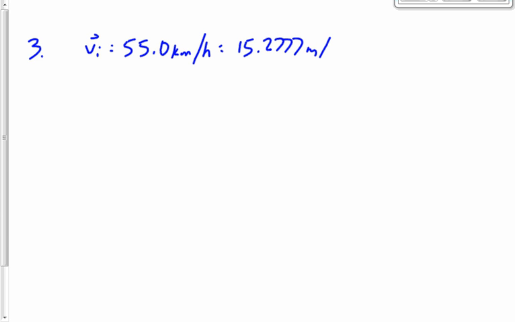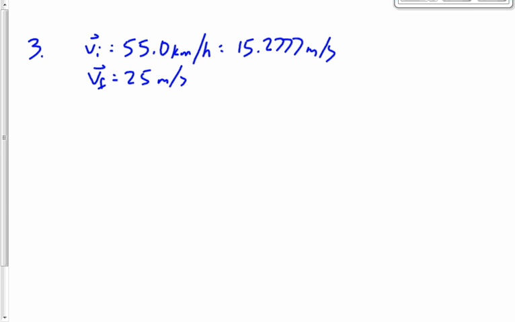We got a mass here of 1,500 kilograms, but we've got a VI of 55.0 kilometers per hour converted to meters per second, giving me 15.2777 meters per second. How did I do that, by the way? How did I find that initial velocity? Divided by 3.6. Good. And my VF is going to be 25 meters per second. Right? 90 kilometers per hour, 25 meters per second.